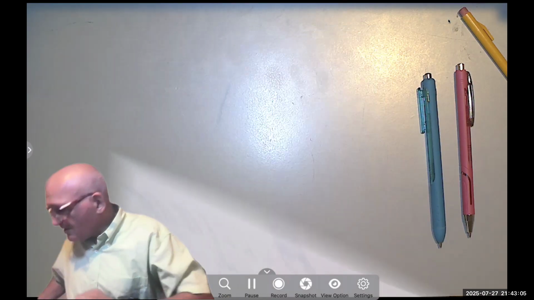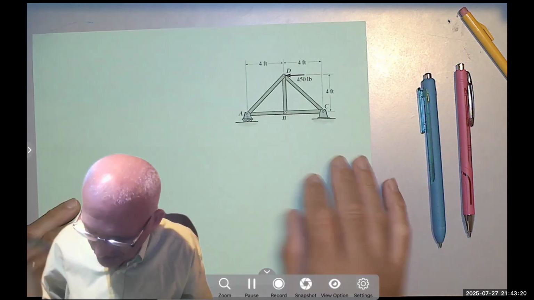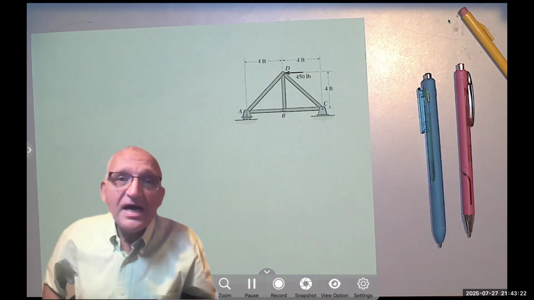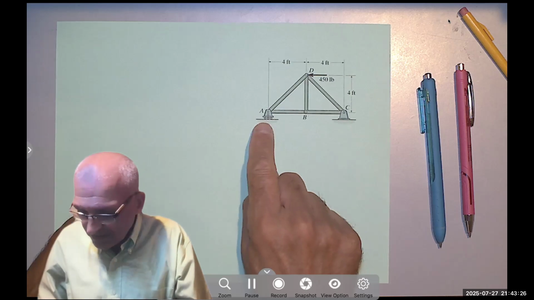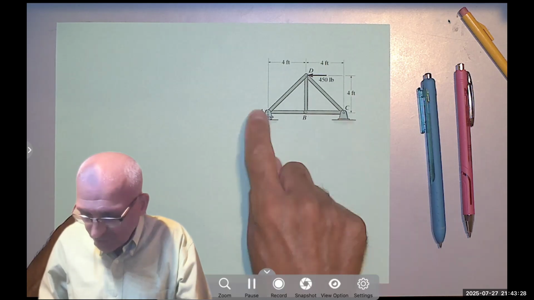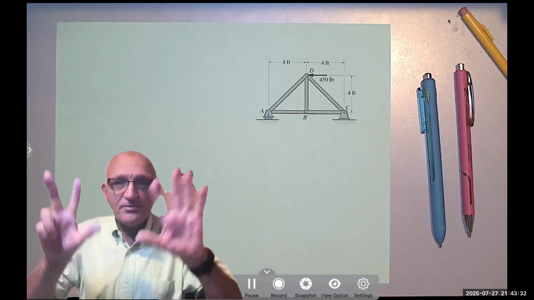Let's take an example and see how we find the force in these members and the reactions at the support. I had two examples, so this is the first example. I have a truss that has a roller on the left, a pin on the right, and 4 joints, times 2, so I have 8 equations of equilibrium.